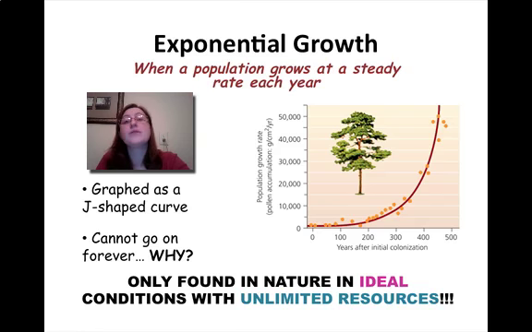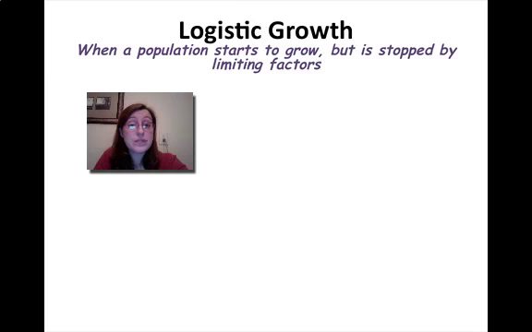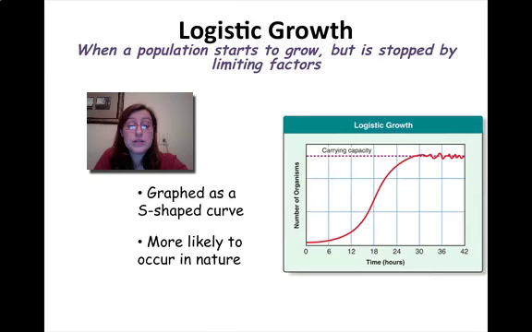We could not cover the entire Earth because ultimately the resources needed to support all these individuals would run out. Okay, so we don't really see exponential growth that much in nature. Instead, what we do see here is logistic growth. So if we look at this graph here, okay, you see that familiar J curve.